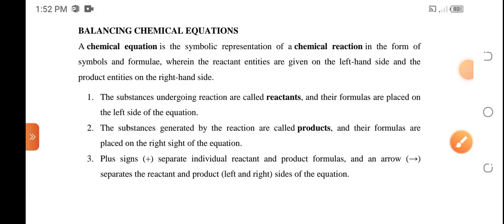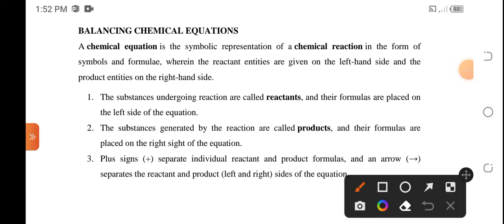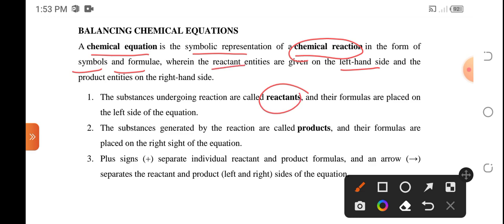Okay, balancing of chemical equations. We know that a chemical equation is the symbolic or shorthand representation of a chemical reaction, wherein the substances are in the forms of symbols or formulas. We have to take note of the parts of the chemical equation: on the left side we have the reactants, the substances undergoing the reaction, and on the right side are the products, the substances generated or produced after the reaction.